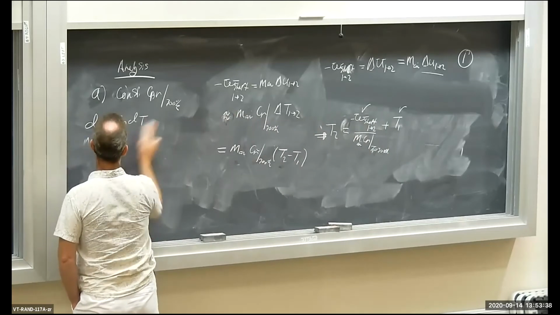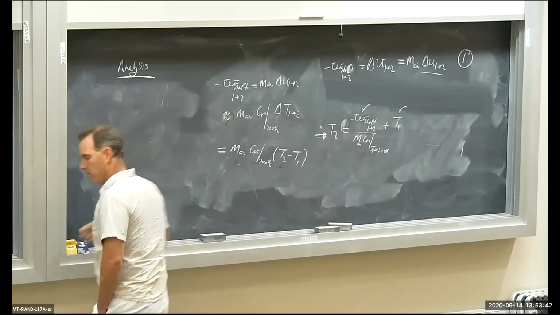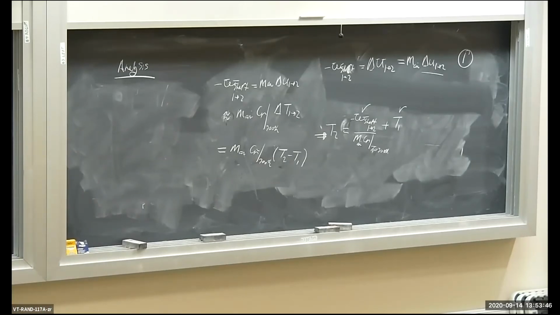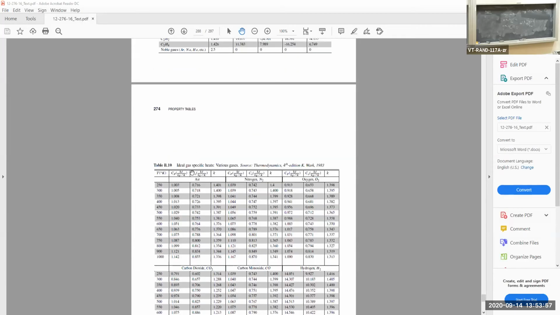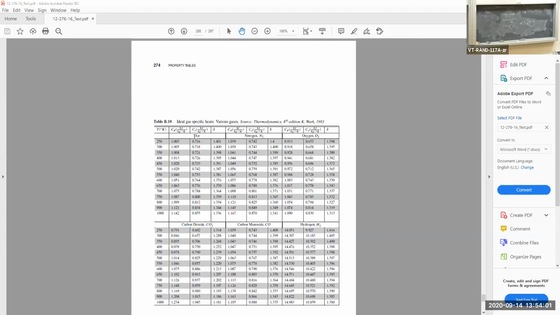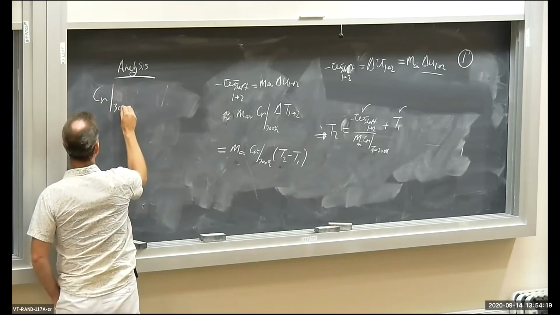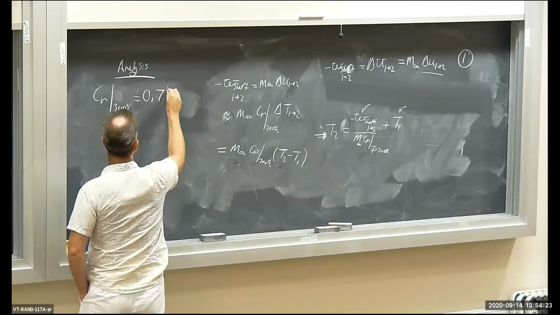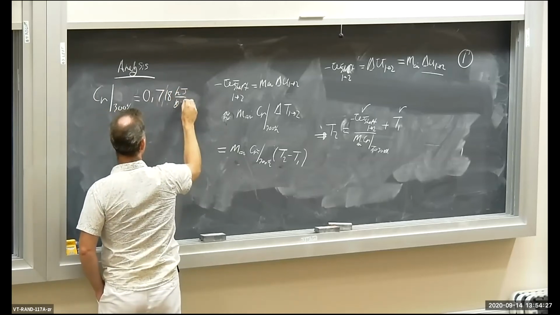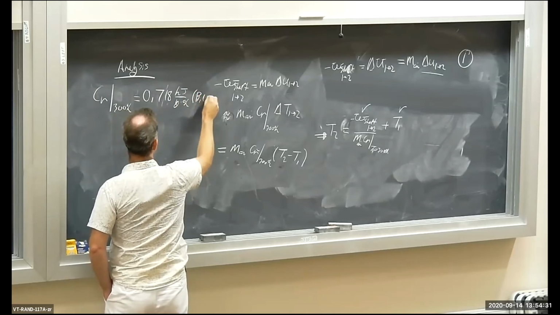First of all, let's calculate the specific heat evaluated at 300 degrees Kelvin. Let's see here, share screen. All right, so here's table B10, specific heats, ideal gas, CV, 0.718 kilojoule per kilogram degree Kelvin. So CV evaluated at 300 degrees Kelvin is 0.718 kilojoule per kilogram degree Kelvin, and that's from table B10, okay?